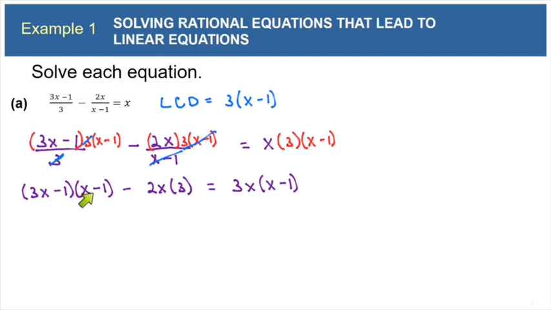And so to solve this, we'll need to use the FOIL method to multiply these two binomials together, and we'll go ahead and distribute here as well. So right here at the beginning, using the FOIL method, 3x times x is going to be 3x squared.